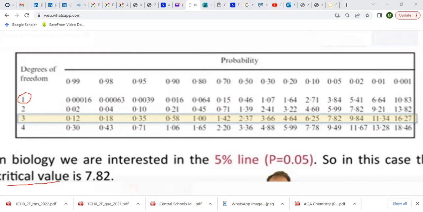Whenever you get any critical value, if the number is less than that critical value, the null hypothesis is acceptable. If it is above the critical value, it will be rejected. This is the rule. Can you please write this down? I think your problem is solved now. Yes or no? Okay, done. I've written it.